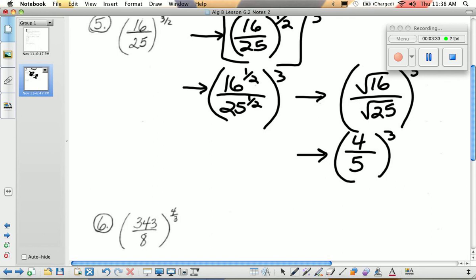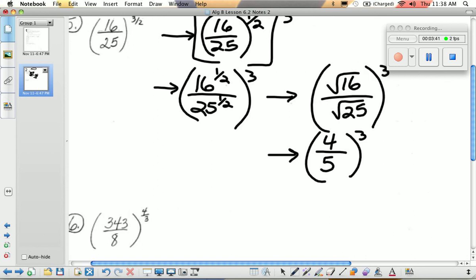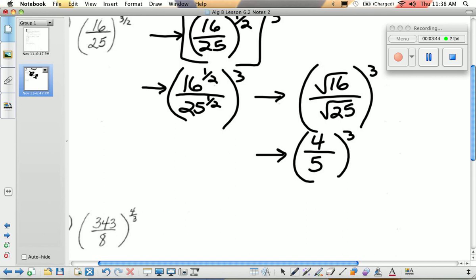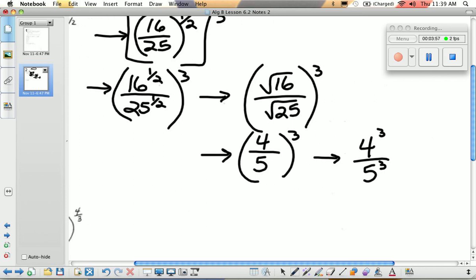So now we have 4/5 to the 3rd power. Well, what happens now? We have a fraction to a power still, so what do we have to do? Yeah, we have to give each of them their own power of 3. And last but not least, we have to evaluate what is 4 to the 3rd power. It should be in your powers table if you don't know it. And 5 to the 3rd power. So 64 over 125.